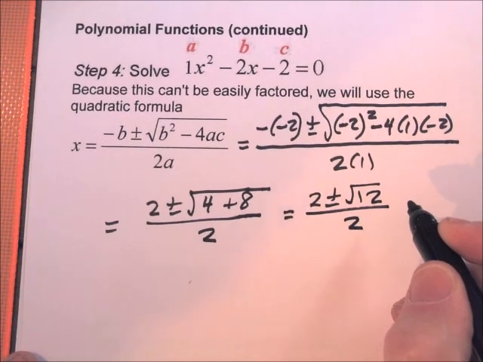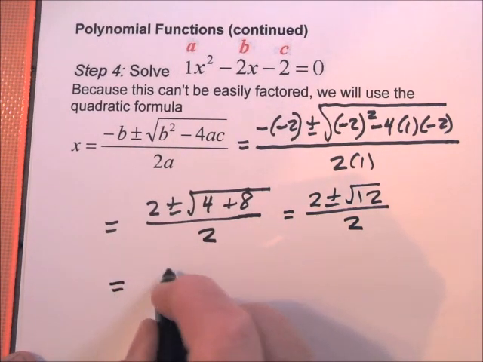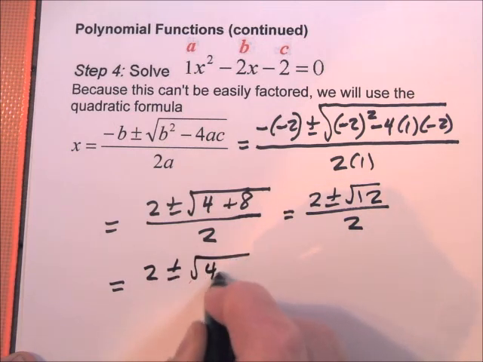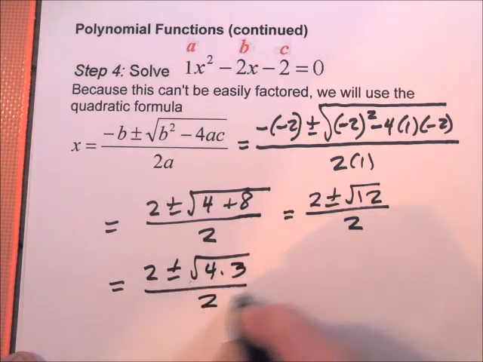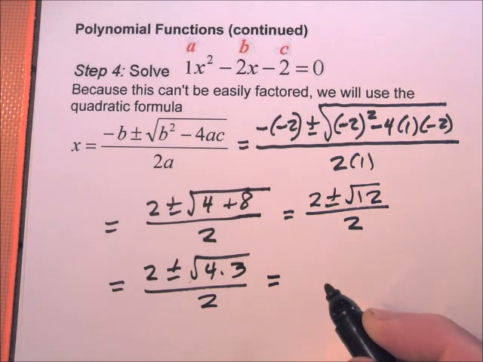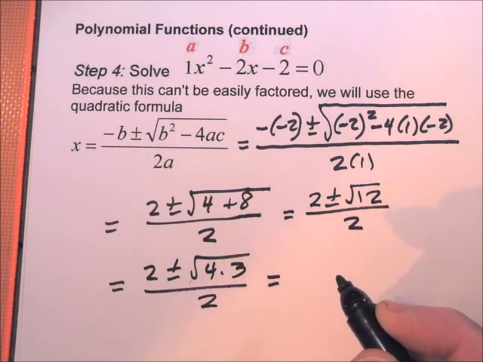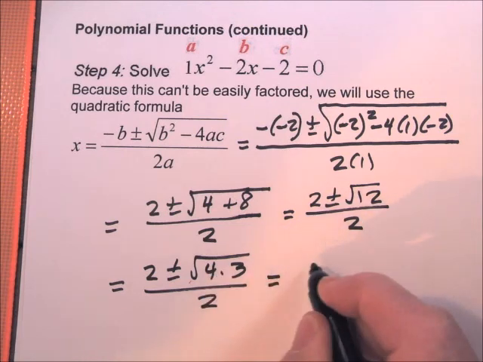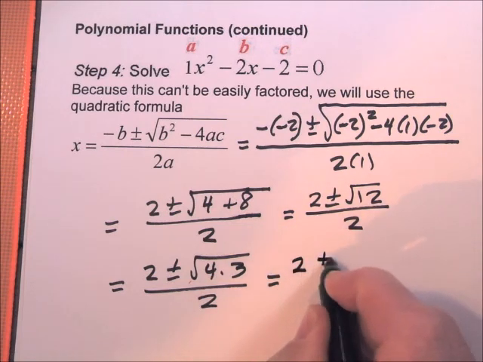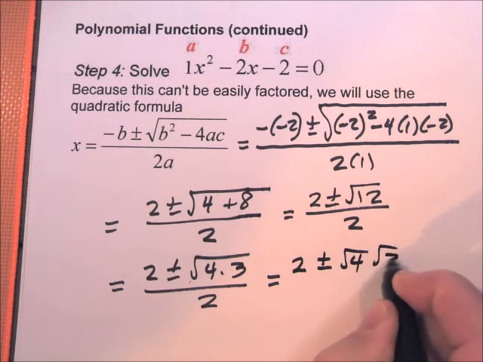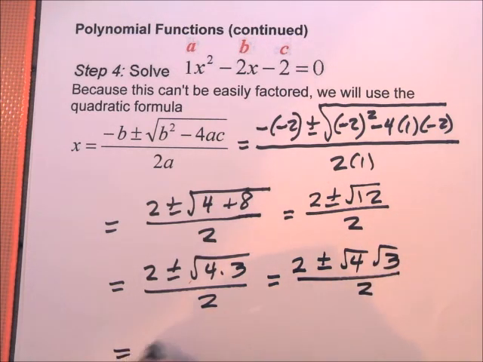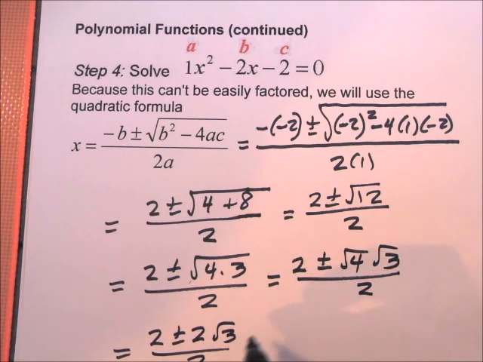12 is not a perfect square, but we can write this as 4 times 3. 2 plus or minus square root of 4 times 3 over 2. And as long as there's not more than one minus sign, you can take the square root of a product as the product of the square roots. So we can write this 2 plus or minus square root of 4 square root of 3 all over 2. Square root of 4 is 2. 2 plus or minus 2 square root of 3 over 2.